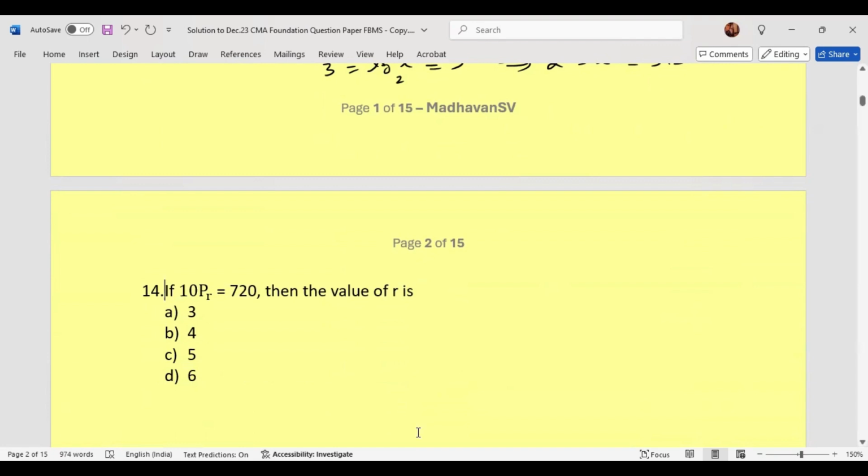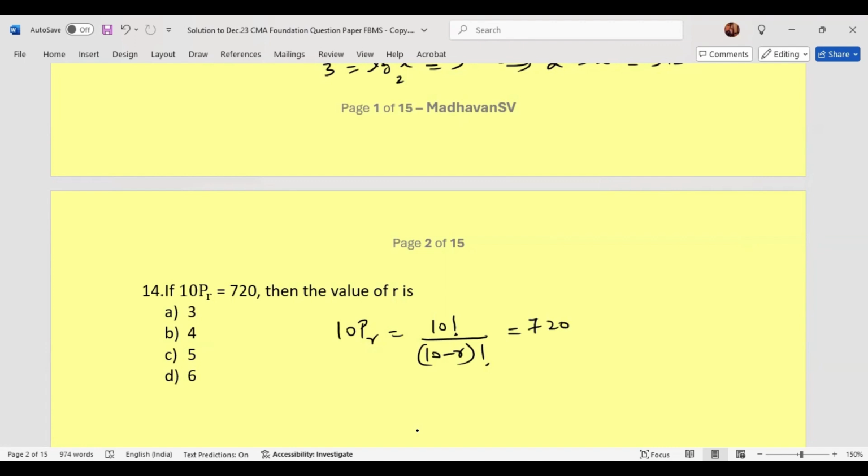If 10PR is equal to 720, then find the value of R. That is the question. 10PR can be written as 10 factorial divided by 10 minus R, the factorial. That can be equated to 720.